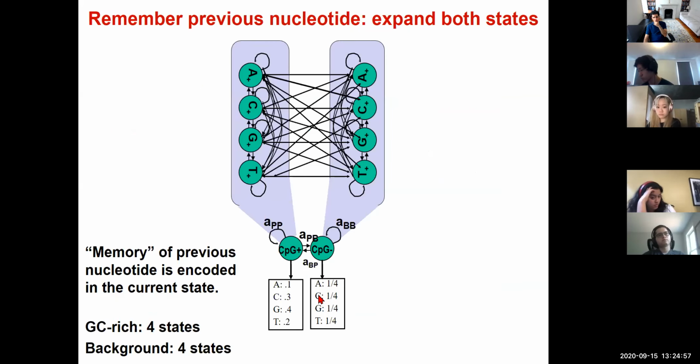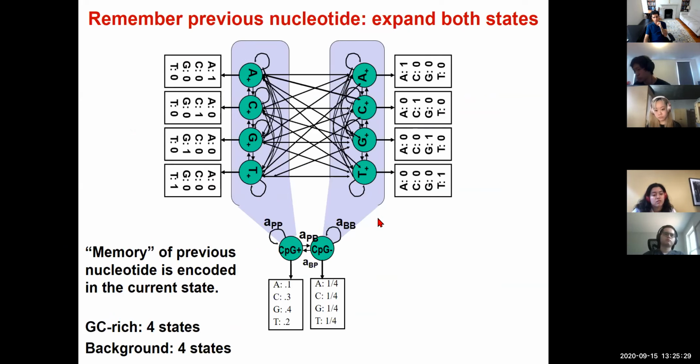Okay? So here's the idea. The idea is that instead of having a simple HMM with only 2 states, I'm going to now have an 8-state HMM. There's going to be 4 promoter states and 4 background states. And then these should be either background or promoter for plus or minus. So the memory of the previous nucleotide will be encoded in the current state. So with GC rich, I'm going to have 4 states, and background, I'm going to have 4 states.